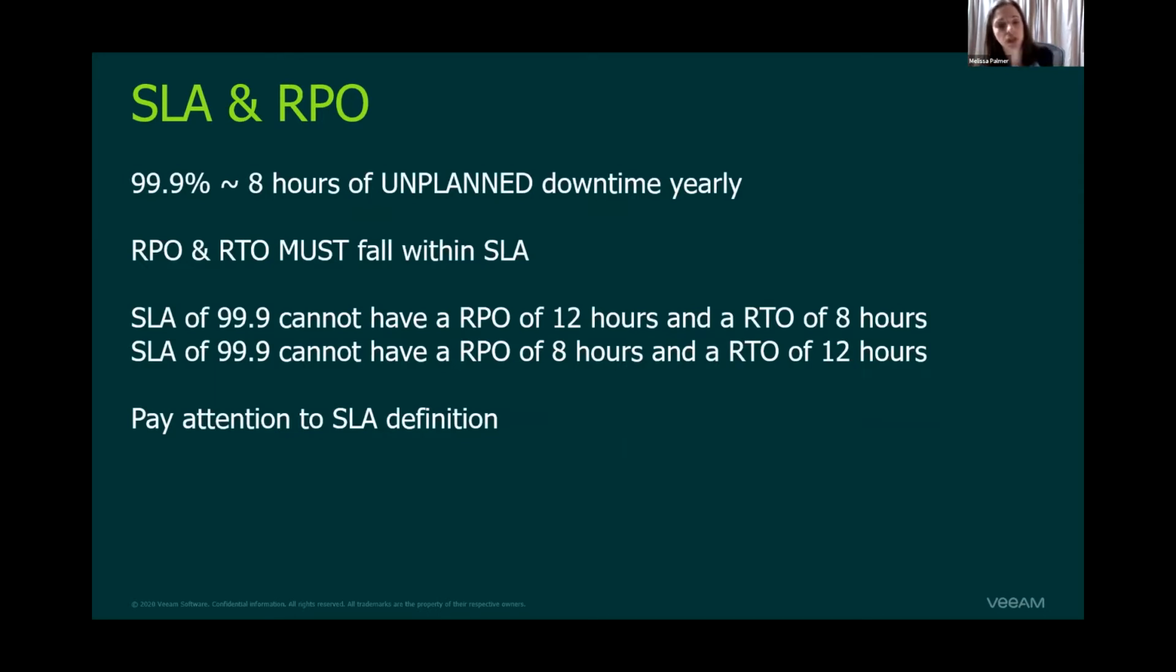So whenever you're setting an internal SLA, or maybe you're outsourcing to a service provider, or you have a contract with a colo, it's always important to look at the contract, right? So 8 hours of unplanned downtime yearly if you don't want to violate that SLA. Now, that doesn't mean you can't have planned maintenance windows. Planned maintenance does not fall within your SLA. That's not counted, right? That's not going to violate things.